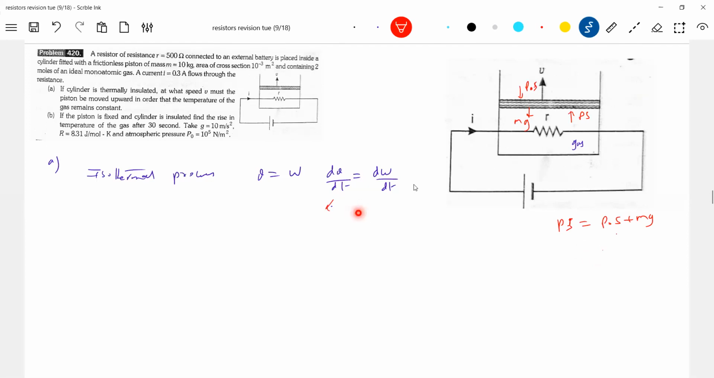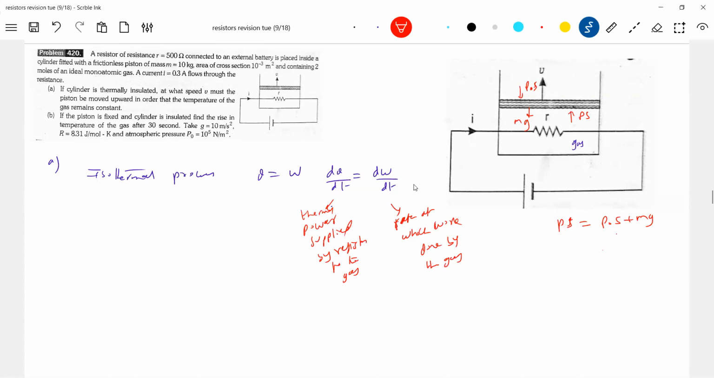Let me write some sentences. Thermal power supplied by the resistor to the gas. And what is this? Rate at which work is done by the gas. So what is the work done by the gas?